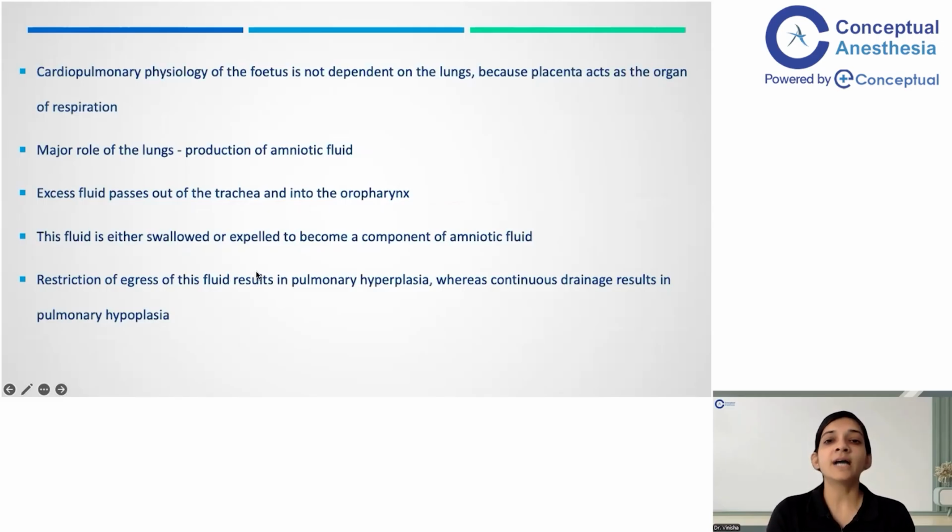Now, the cardiopulmonary physiology of the fetus. It is important to understand that it's not dependent on the lungs, because the placenta acts as the organ of respiration. The major role of the lungs in utero is the production of lung fluid. The lung epithelium actively secretes this fluid, which fills the lung, and the excess of it will then pass out through the trachea and the oropharynx. It is either swallowed or expelled into the amniotic space and becomes a part of the amniotic fluid. When the egress of this fluid is restricted, it can lead to pulmonary hyperplasia, whereas over-drainage or continuous drainage can result in decreased development of the lung, or pulmonary hypoplasia.